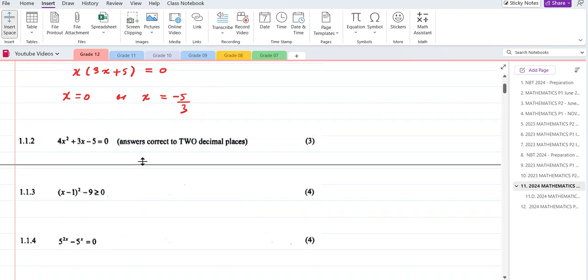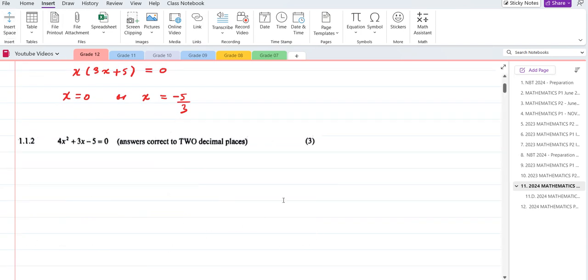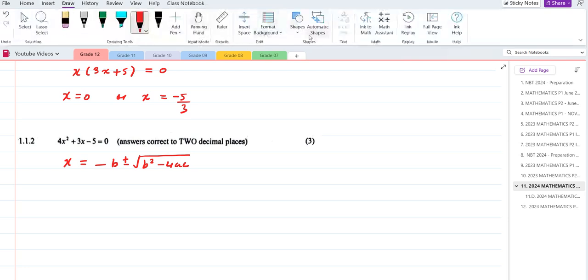Moving on to the next problem, which is 4x squared plus 3x minus 5 is equal to 0. It's already equal to 0, so it's already in standard form. So we will use the quadratic formula, which is x equals minus b plus or minus the square root of b squared minus 4ac all over 2a. Now remember to write down your values of a, b, c. So a equals 4, b equals 3, and c equals minus 5.